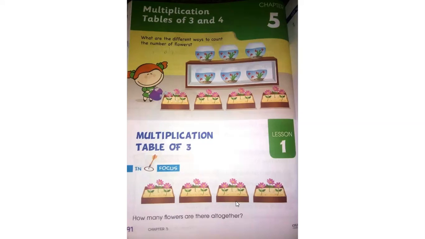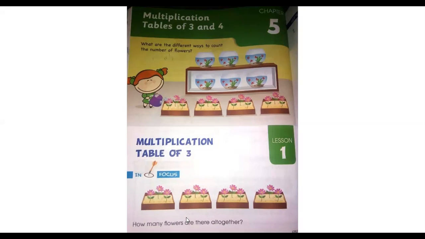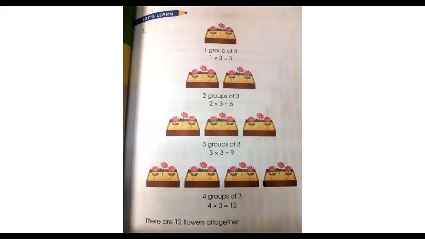In this there are four groups, and each group contains 3 flowers. So altogether we will count it: 1, 2, 3, 4, 5, 6, 7, 8, 9, 10, 11, 12. And as I told you in the beginning, we will add it again and again. 3 plus 3 plus 3 plus 3, right? 3 we will add 4 times, because there are 4 groups. So it will be 12.